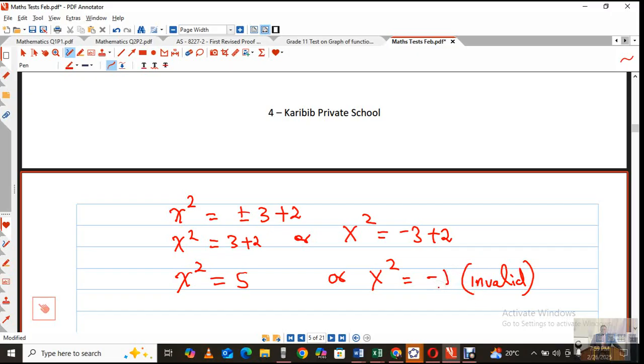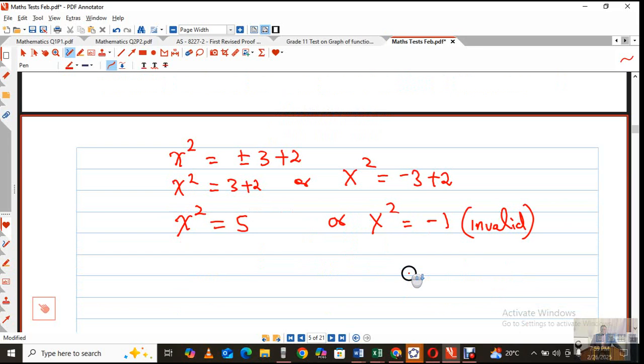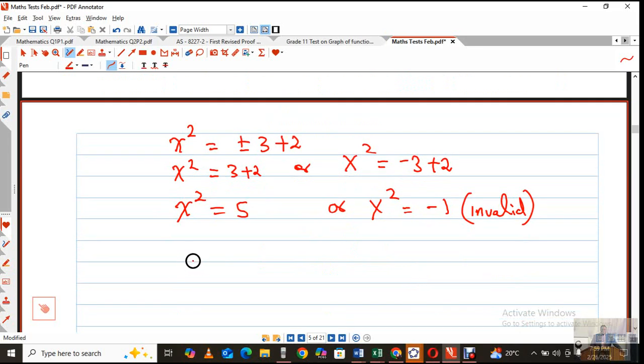Right? So what is our solution set then? Our solution set has to be, taking the square root of this side, positive and negative the square root of 5. All right? Essentially, it means x is equal to the square root of 5, or x is equal to negative square root of 5. That is what it means there.